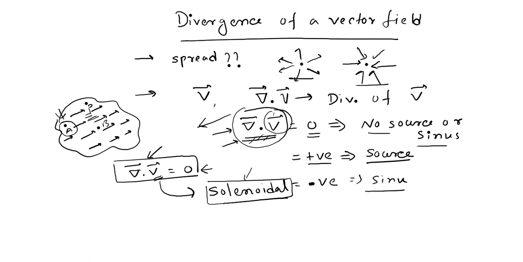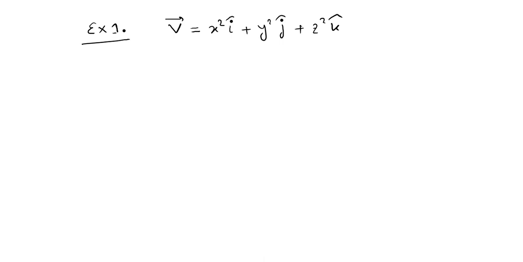Okay, so let's start to discuss the steps to solve the problems. Let's begin with an example. Example 1: a vector field, let's say this is the vector field V, is given as x square i cap plus y square j cap plus z square k cap. It is asked that at the point (1, 0, 1), what is the divergence of this vector field?